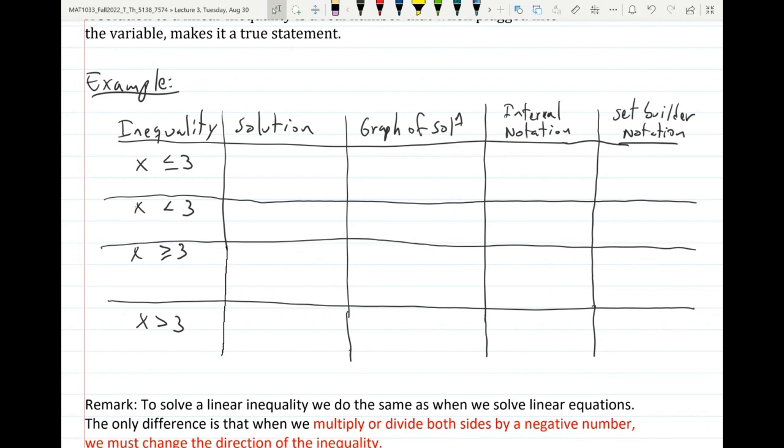Then you need to know how to write this down, how to write the answers down. Okay? That's what I'm going to show you here. So first, in the column that says solution, we just verbally write, in words, what the solution is. Like for example, in the first one, what's the solution?